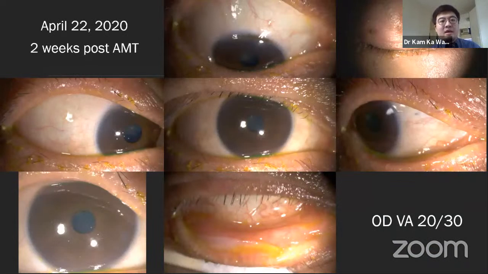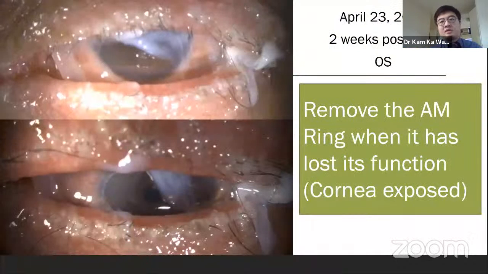This is 2 weeks after the amniotic membrane was put in. This is the right eye. All the lid margin defect has healed. And this is the left eye. You can see from the slit lamp examination that the amniotic membrane is not really covering the entire cornea. So it has shifted from under the ring to the temporal side.